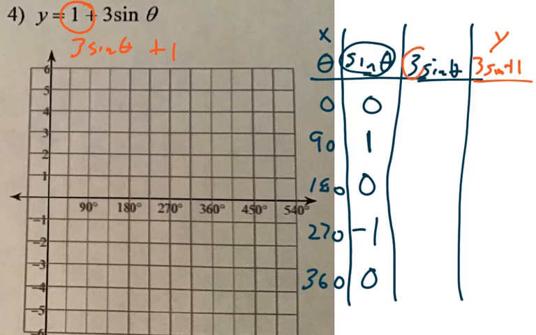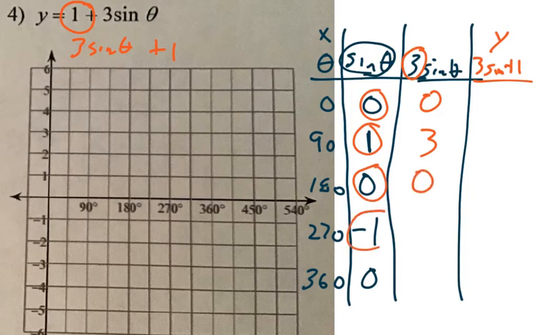Now, let's times by 3. 0 times 3 is 0. 1 times 3 is 3. 0 times 3 is 0. Negative 1 times 3 is negative 3. 0 times 3 is 0.